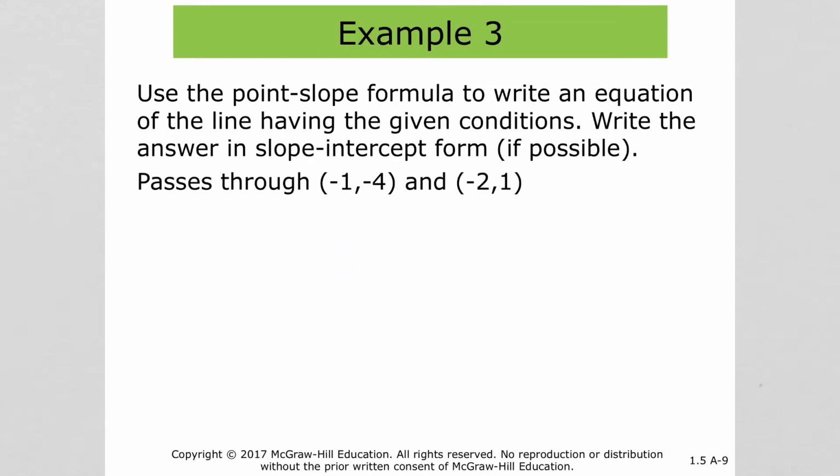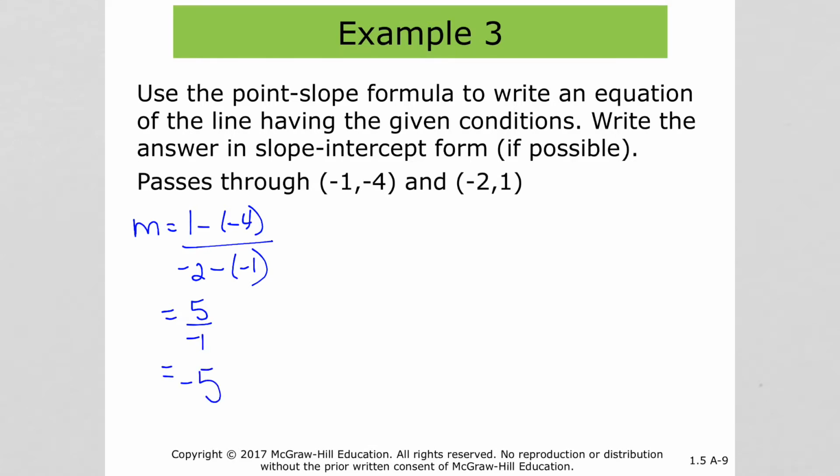For example 3, it says to write an equation in point slope form that passes through these 2 points. So this time we have 2 points instead of a point and a slope. But we know that we can find the slope if we have 2 points, right? So y sub 2 minus y sub 1 over x sub 2 minus x sub 1. And so our slope is 5 over negative 1, or negative 5.